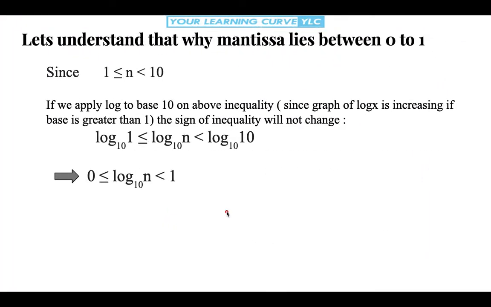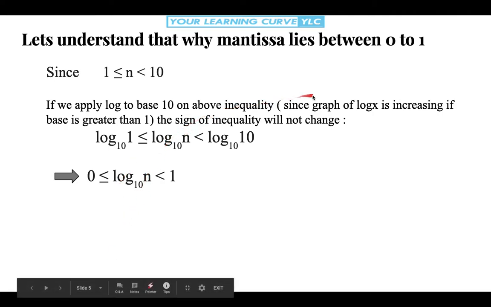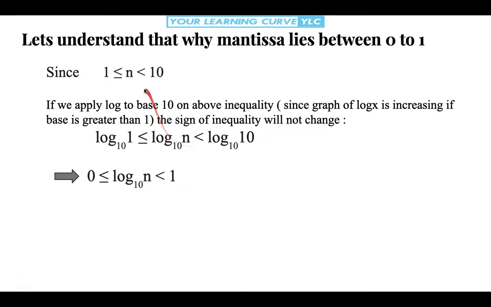Let's understand why this happens. Since we have made sure that n lies between 1 to 10 when we are converting this number into standard form, if we apply log to the base 10 on both the sides of this inequality, since graph of log is an increasing function, if base is 10, I have already discussed that, then if we apply an increasing function on this inequality, the sign of inequality remains same, it will not change. And hence we can say that log of 1 to the base 10 should be less than or equal to log n to the base 10 should be less than log 10 to the base 10.